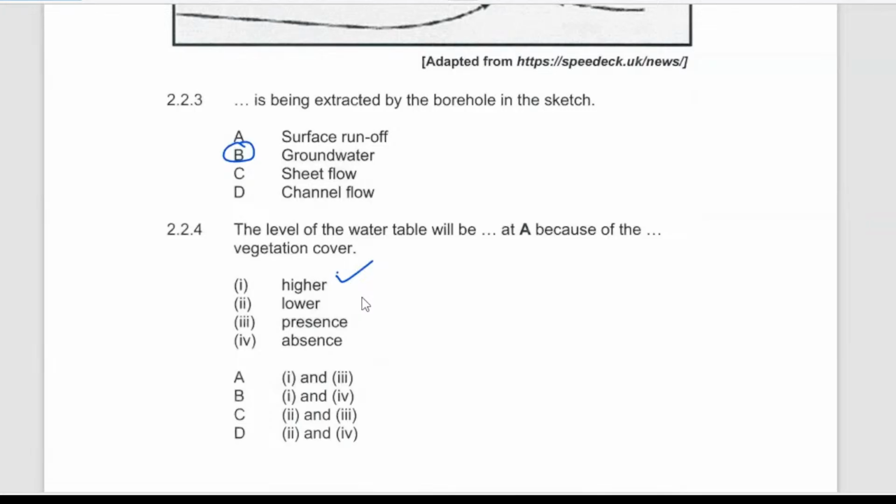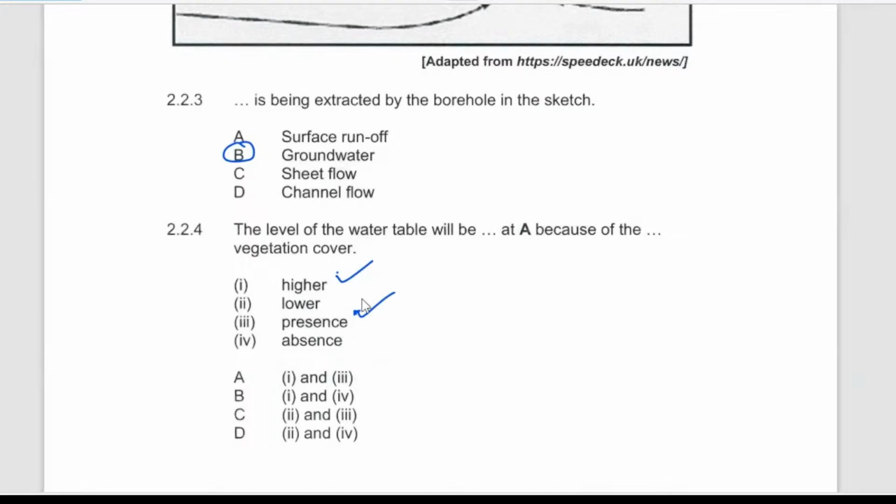So it's going to be higher because of the facilitation of infiltration by the presence of vegetation in that area. So our item number 1 and item number 3 constitute our correct response. We say our correct answer for that one is item number 1 and item number 3.